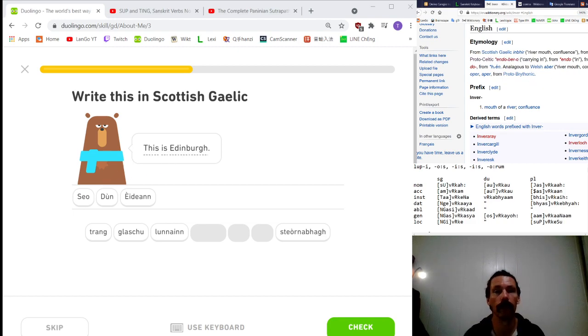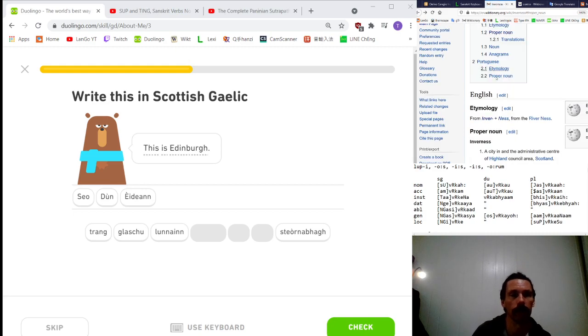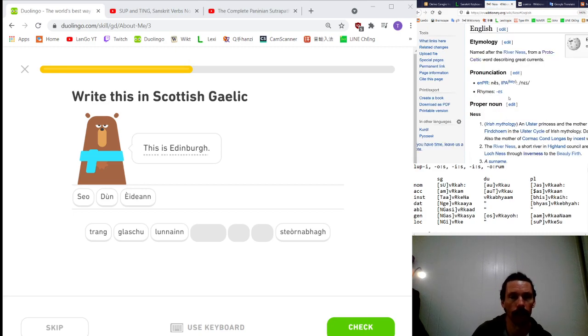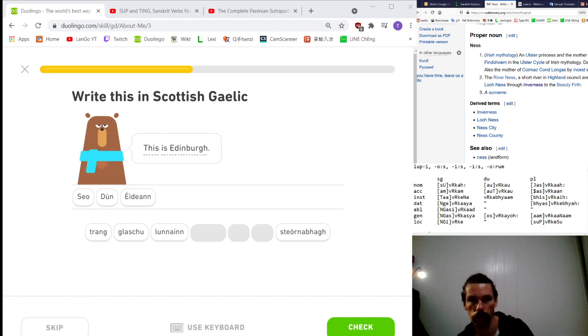Endobero. River mouth. And analogous to Welsh aber, Aberystwyth, from Old Welsh oper, aper, from Proto-Brythonic. And it derives further the endo from an N with the laryngeal, the positional word, inbhir. And the Nis, name of the river, from a Proto-Celtic word describing great currents. Mouth of the great current river.